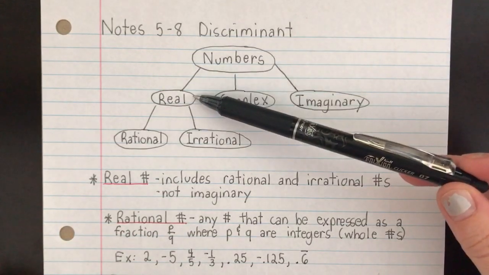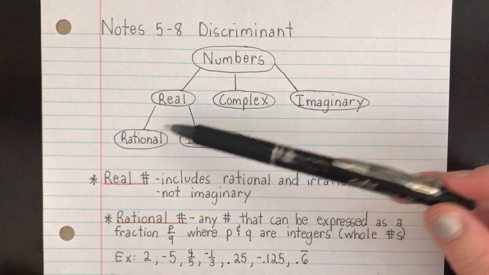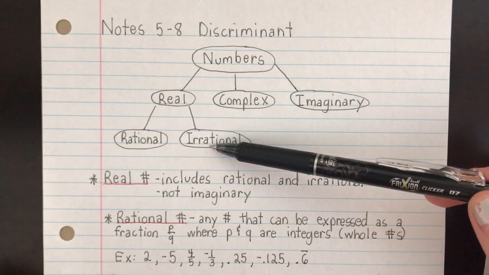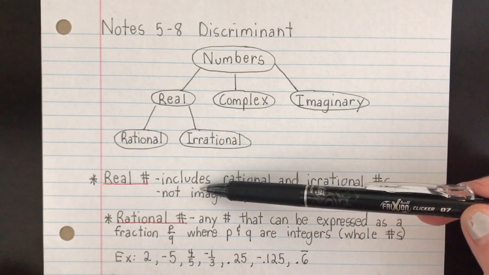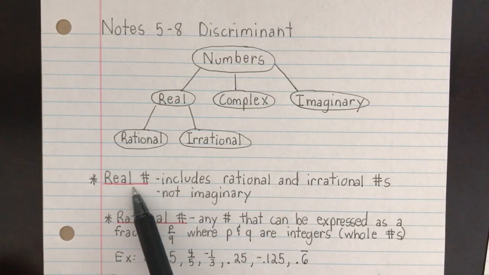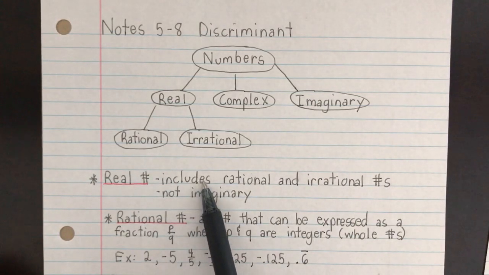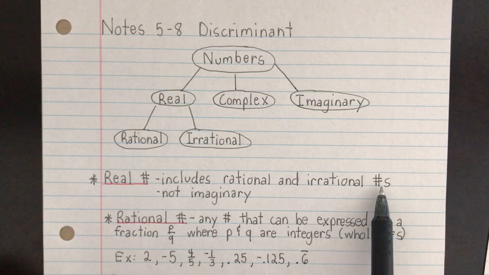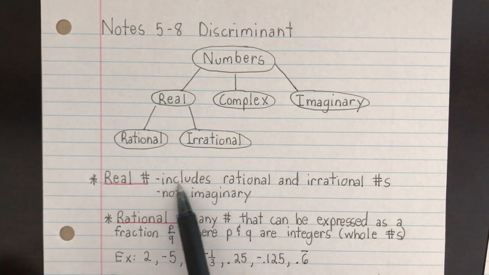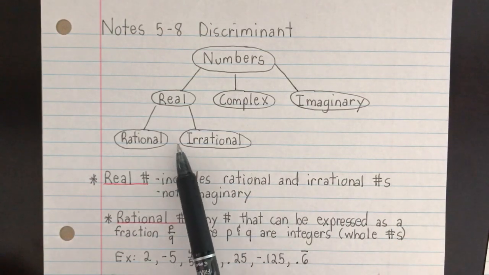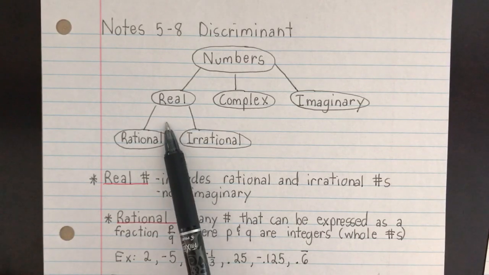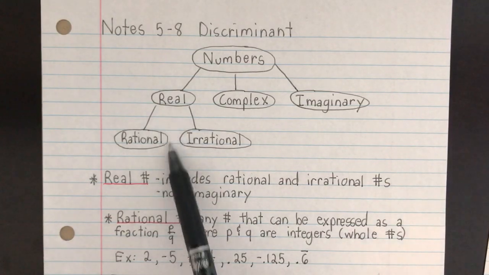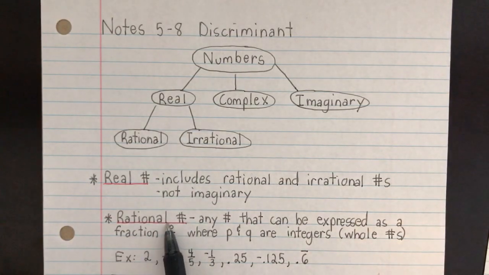And within the real number category, you can have either rational or irrational numbers. So let's give definitions to each of these. A real number is a number that includes rational and irrational numbers, okay, not imaginary. So basically real numbers are any numbers that are not imaginary. So what is a rational number, you might ask?